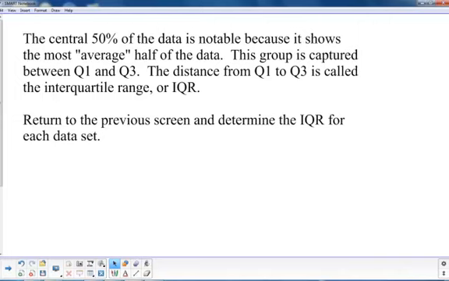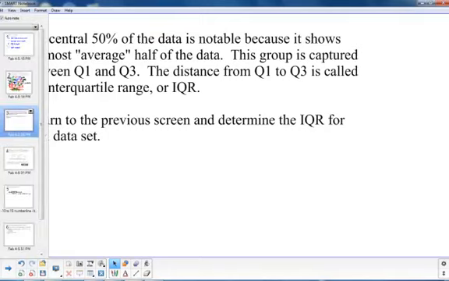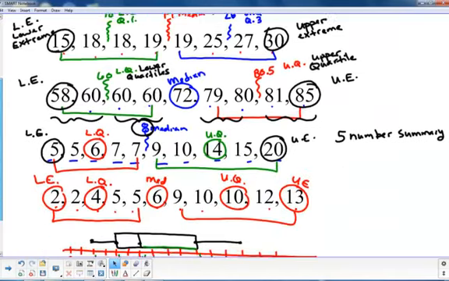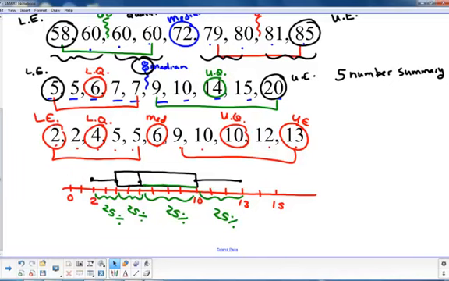So the central 50% of the data is important because it's half the data. And that's between the first and the third quartile. And that's called the interquartile range. So if we go back to this, if we look at our last one we just did, our interquartile range is from 10 to 4. So 10 minus 4 is 6.